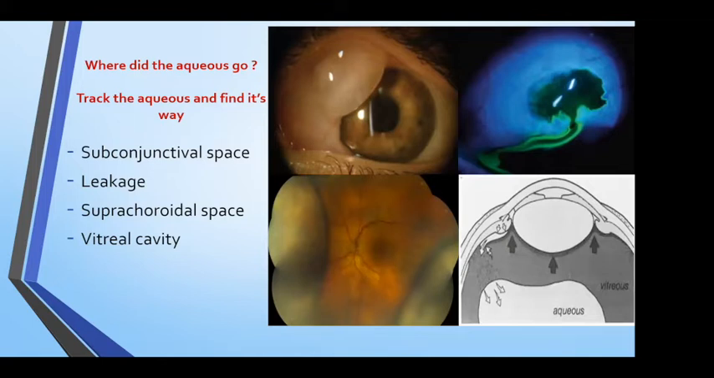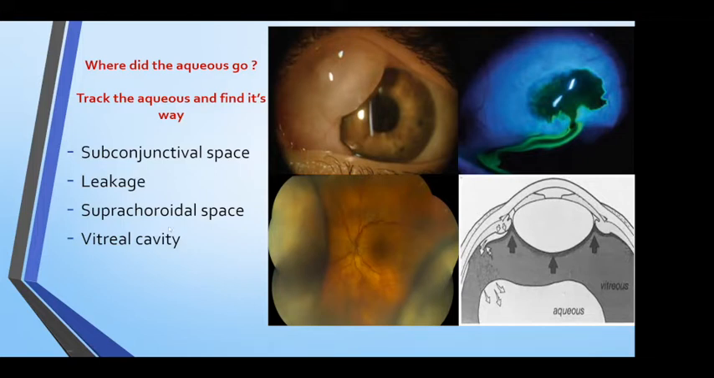So I always tell my residents, go find the aqueous, find its way. Where did it go? If we find the aqueous, then we will know what's going on. So after trabeculectomy surgery, if the aqueous went to the subconjunctival space, then we will find an overfiltering bleb or a high bleb. But if it leaked, then we have to fix the leakage. If it goes to the subconjunctival space, we have to slow down the flow by placing tight sutures, or revising the surgery, or waiting it out.